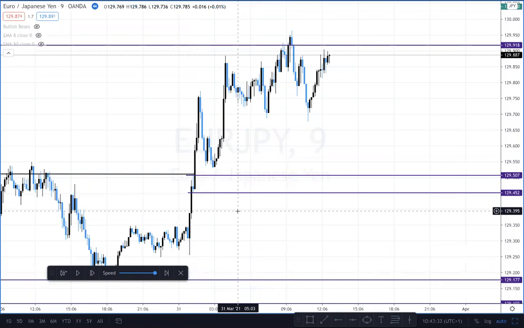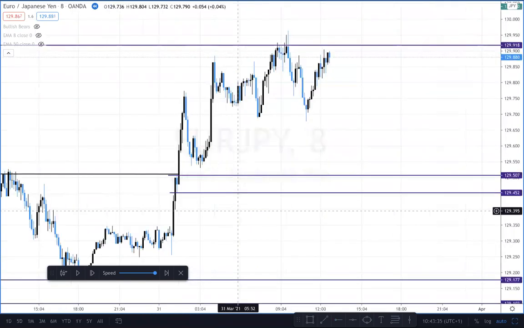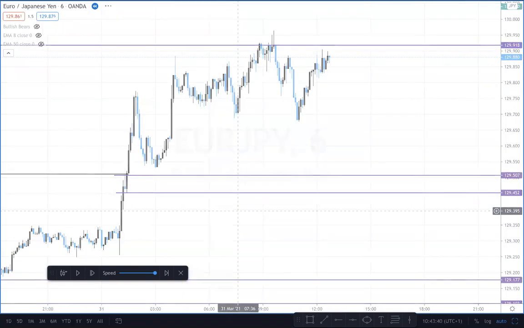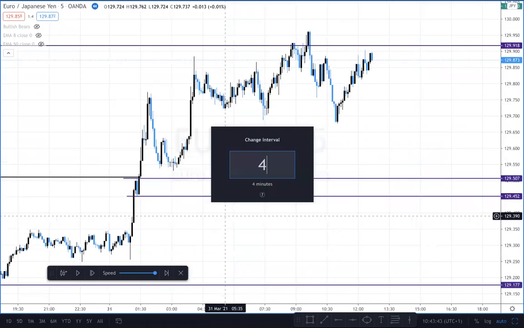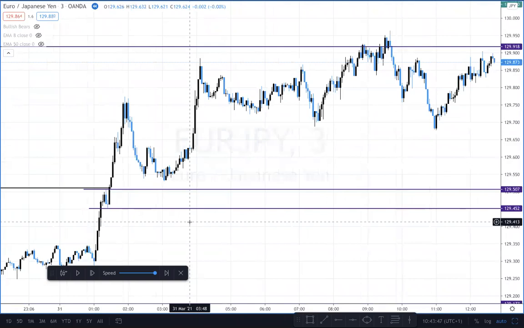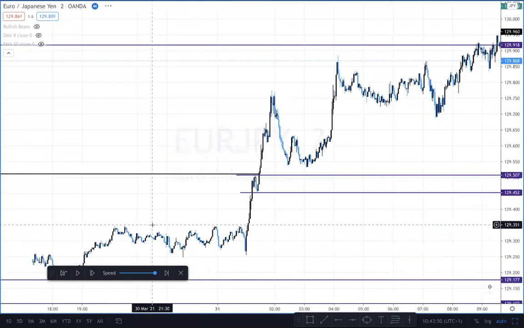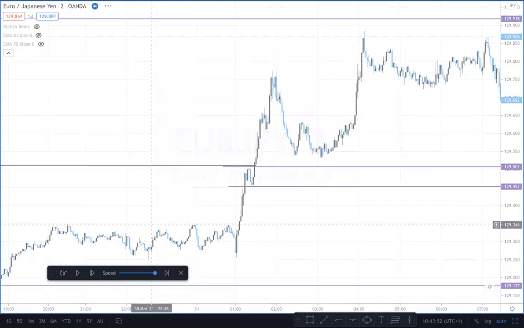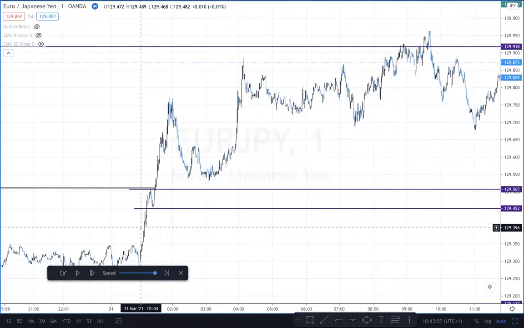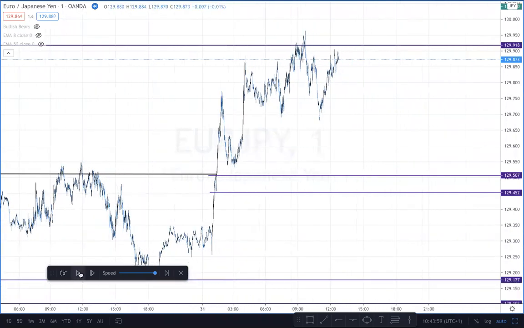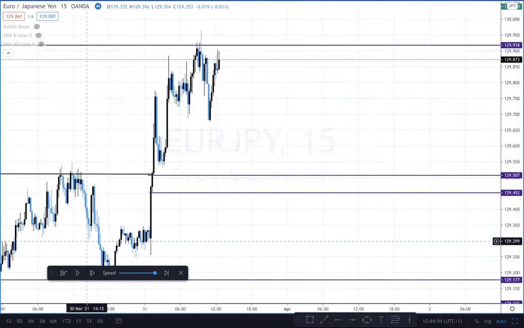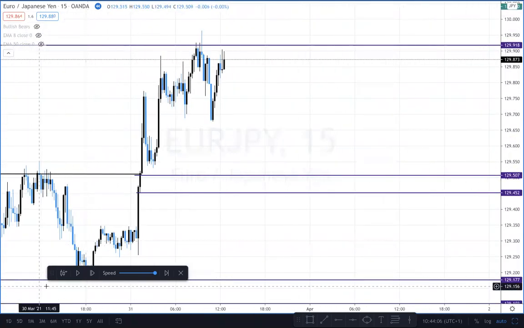Let's see. 8, 7, 6, 5, 4. Still there? 3, still there? 2, still there? 1. So I can see that zone still there on all the time frames. Now let's keep playing. Back to the 15 minutes time frame, but that's the zone we've marked. Now play.